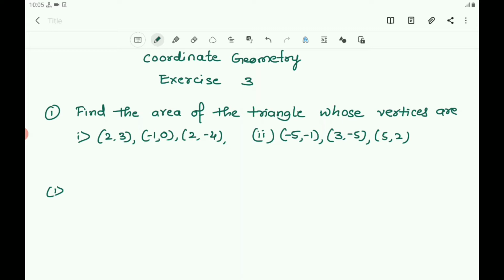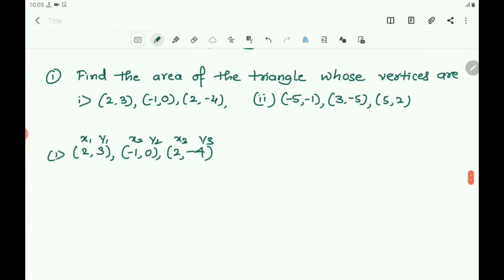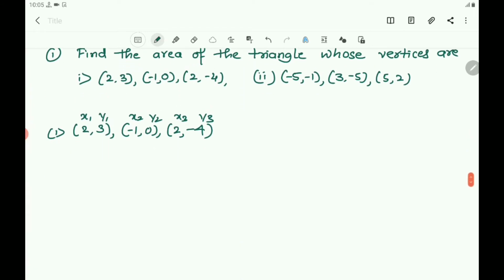Now, let us take the first one. The vertices are (2, 3), (-1, 0) and (2, -4). 3 points are given. They are the 3 vertices of the triangle. Now, let us consider these as the pairs x1, y1, x2, y2, x3, y3. Write the formula for the area of the triangle.